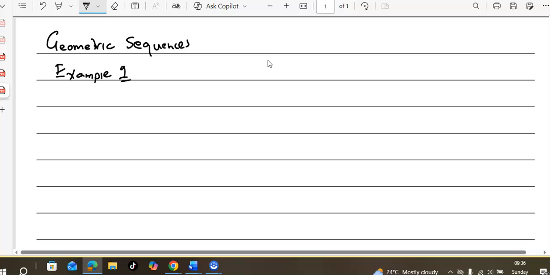Example 1. So now you have 2, 6, 18, 54. This is your sequence, and the first question says calculate the general term.